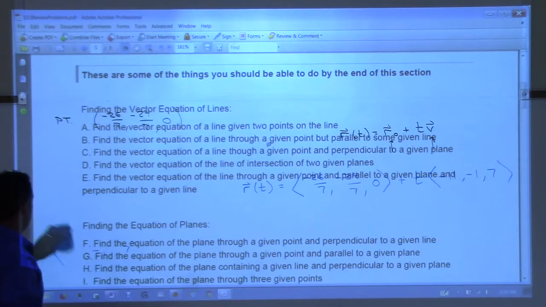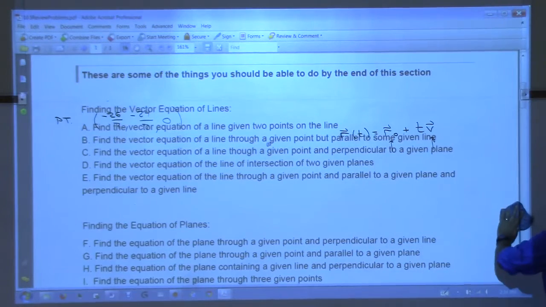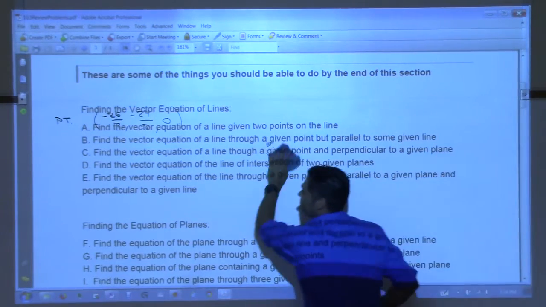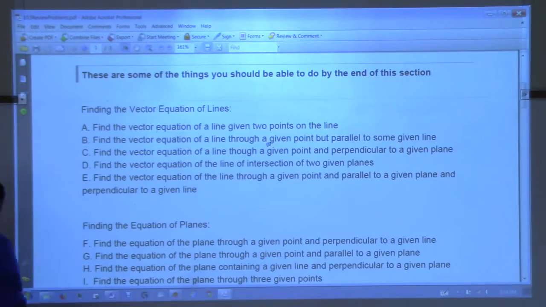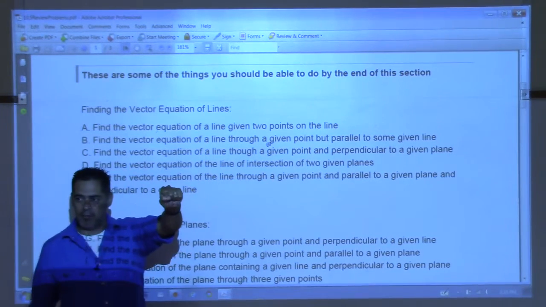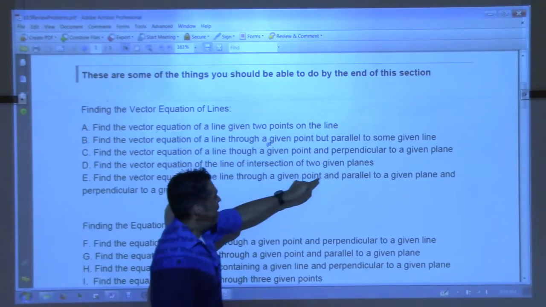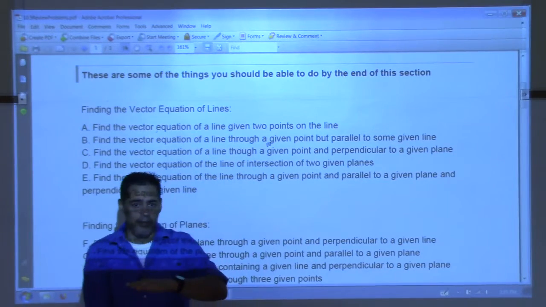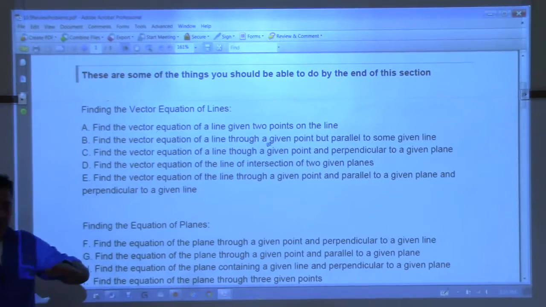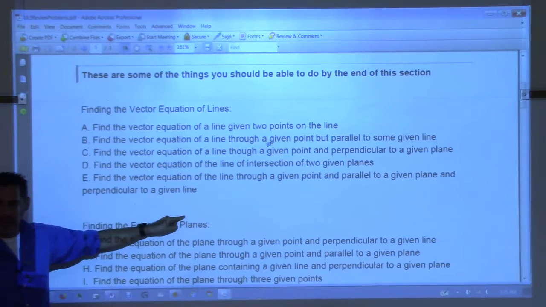Look at part E. Find the vector equation of the line through a given point, parallel to a given plane and perpendicular to a given line. All right. Find the vector equation of a line that goes through a given point. So they give you a point, so all you need is a direction vector then, right? But the line we're looking for is parallel to some plane. We already said that if you're parallel to a plane, there's an infinite number of answers. But you also have to be perpendicular to a given line. Is it the same given line as before? No, it's different.